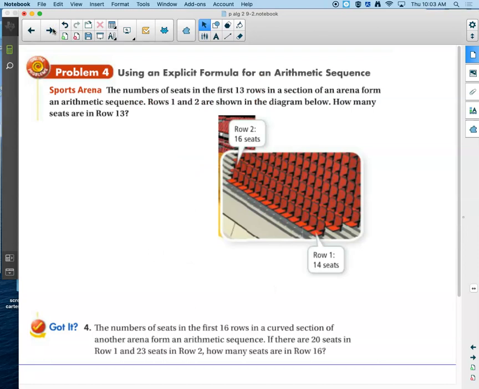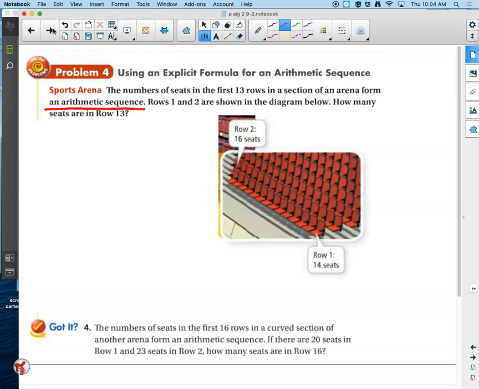So obviously when we're talking about arithmetic sequences, we're saying to ourselves, there's got to be a lot of numbers in here that are going to be important to me. So that's what I want to keep track of when I'm looking at a word problem. The numbers of seats in the first 13 rows in a section of an arena form an arithmetic sequence. Ooh.